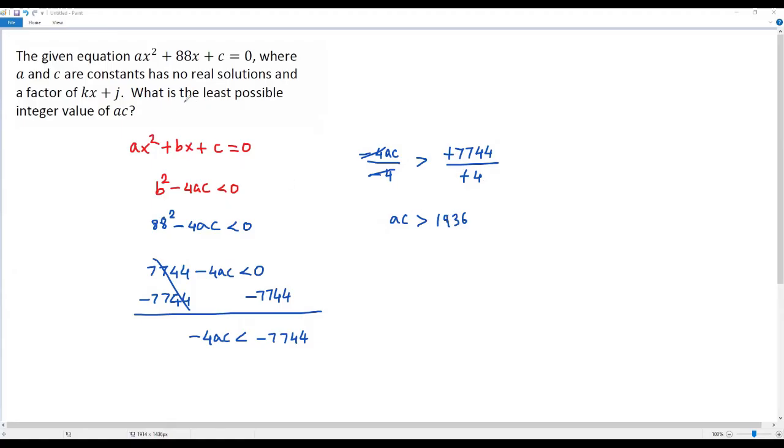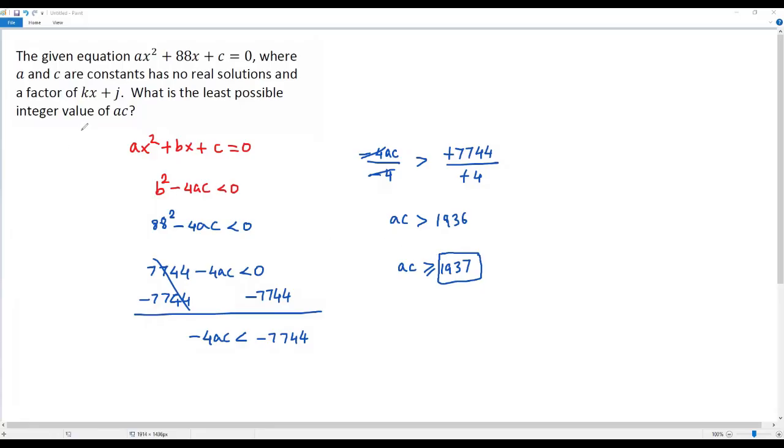But our aim is to find the least possible integer value of ac. Since we have to find the least possible integer value of ac, we have to consider the first integer value which is greater than 1936. That is 1937. Then we can rewrite this inequality as ac ≥ 1937. So the value of ac can be equal to 1937 or it has to be greater than 1937. Therefore, the least possible integer value of ac is 1937.